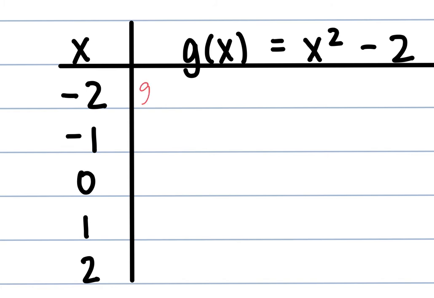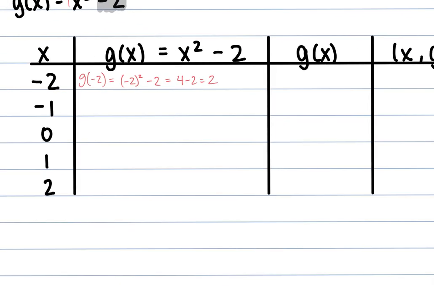So we're going to plug in g of negative 2. We're going to get negative 2 squared minus 2. What do I do first? Square or subtract? Square. What's negative 2 squared? 4. You subtract 2 from it, you get? 2. So my first point is what? Negative 2, comma 2.